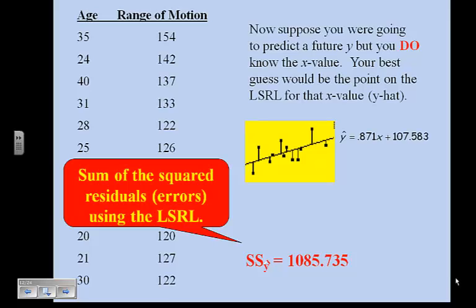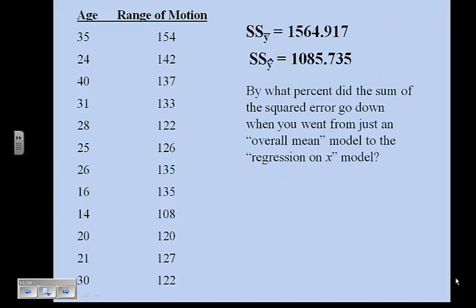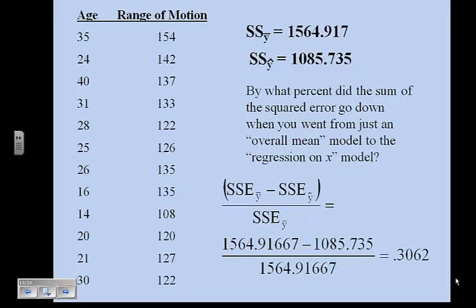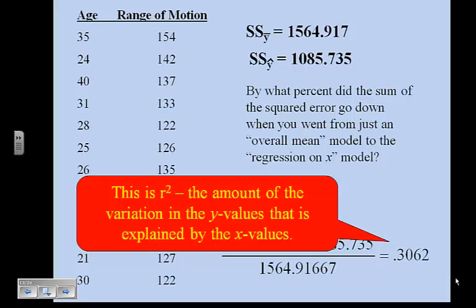And the question is, how much less is it? By what percent did the sum of the squared error go down? So how much better did we go? We went from 1565 to 1085. So we went down by around 480 out of 1565. That's 0.3062. So we went down almost 31%. That 0.3062, that's your r squared. So r squared is the amount of variation in the y values that's explained by the x values. That's where the r squared comes from.